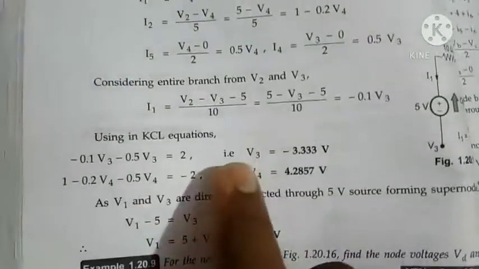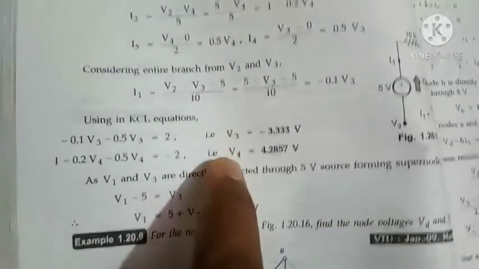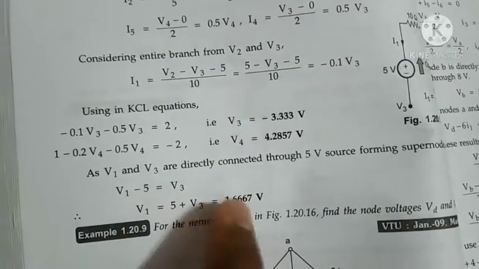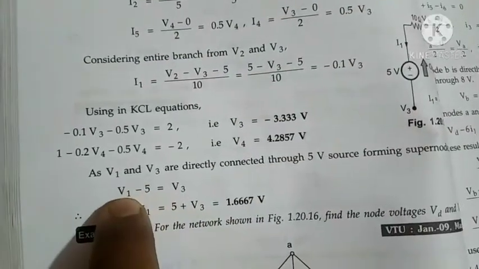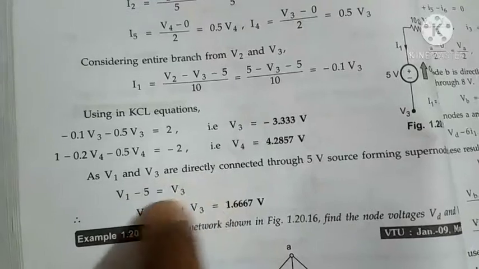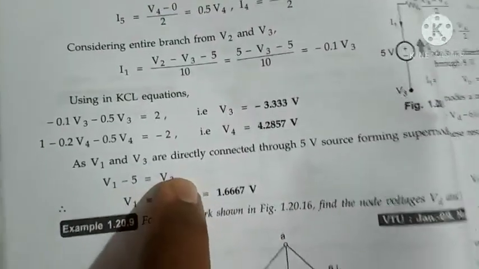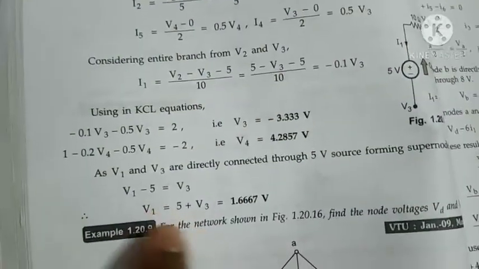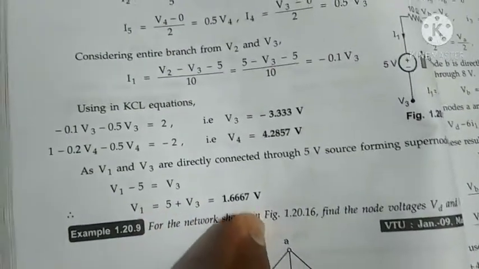From 2 equations they have calculated V3 and V4, and using this value of V3 they can calculate the value of V1. Earlier we got this one, V1 minus V3 is equal to 5 volt, or V1 minus 5 is equal to V3. So after substituting the value of V3 here, we get the value of V1. Okay, so next we'll go for another problem.